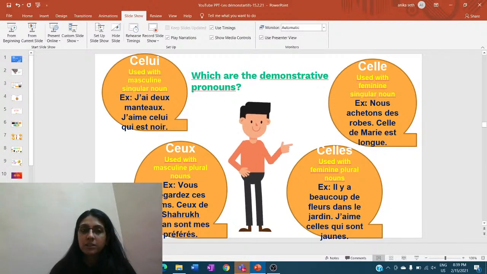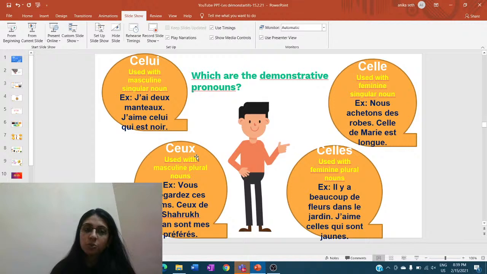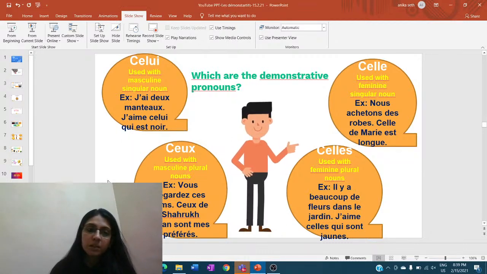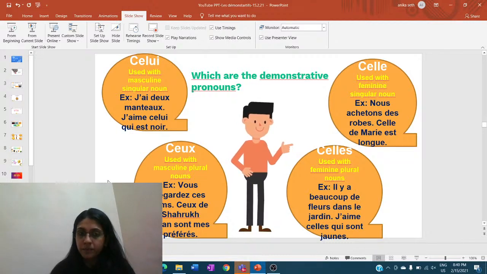Then for masculine plural nouns, it is CEUX. Example, vous regardez ces films, ceux de Shahrukh Khan sont mes préférés. Vous regardez ces films. Now use the noun again. Les films de Shahrukh Khan sont mes préférés.